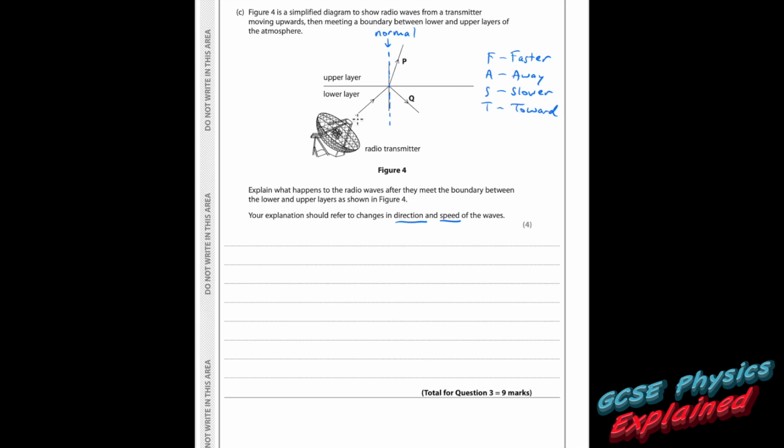Now we can see that ray P moves toward the normal. Instead of shooting off over here, it's actually bending in and moving toward the normal. That angle there is smaller than that angle there. So if it moves toward, that's because it must be going slower. So we'll talk about ray P first.